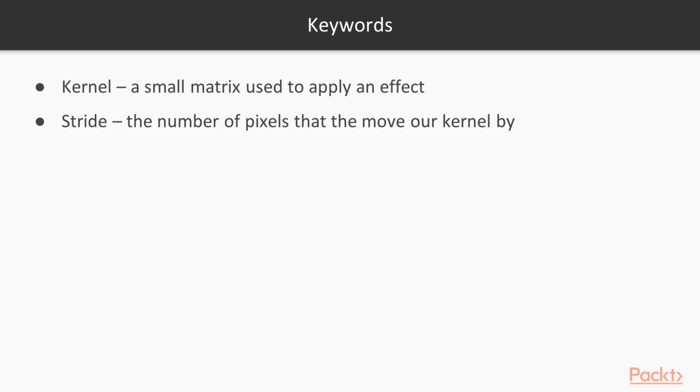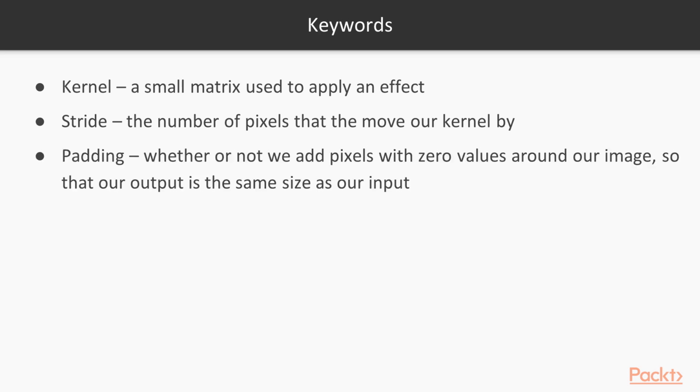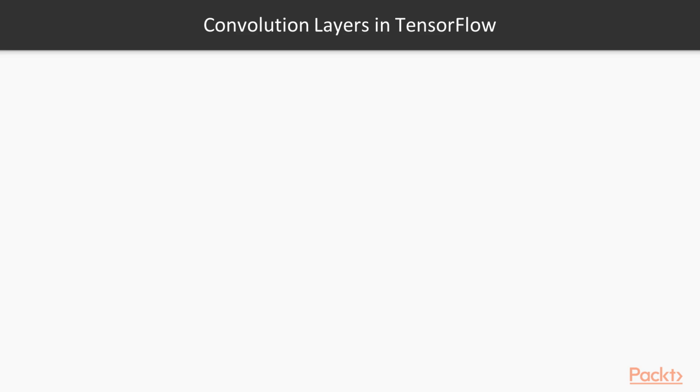There's stride, which is a number of pixels that we move our kernel by. There's padding, which is whether or not we add pixels with 0 values around our image, so that our output is the same size as input. That's a lot of mathematical operation that goes on with convolution. As a result, we have some convolution layers that have been implemented in TensorFlow.